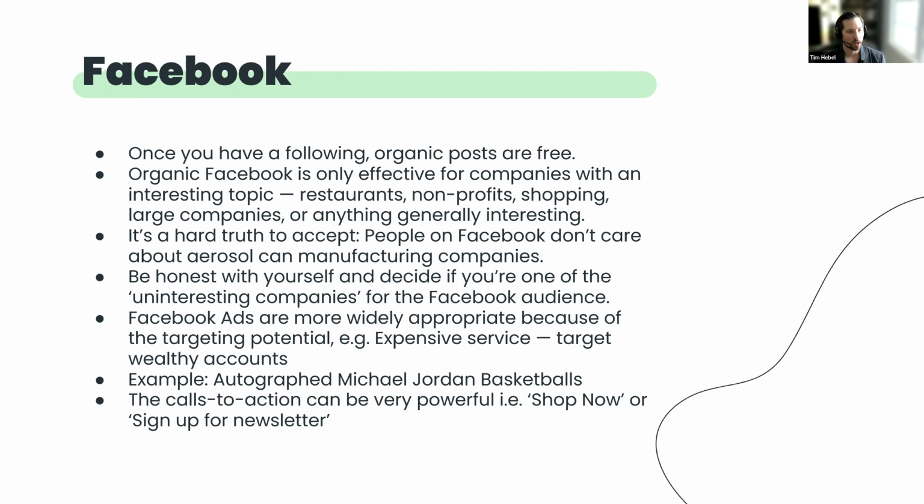A good example of how targeted you can get is like an autographed Michael Jordan basketball. Probably the only people in the world that would buy those would be men, maybe in their 50s or 60s, that live in Chicago and have some signs of wealth. So that's a good example where you could do really good targeting.